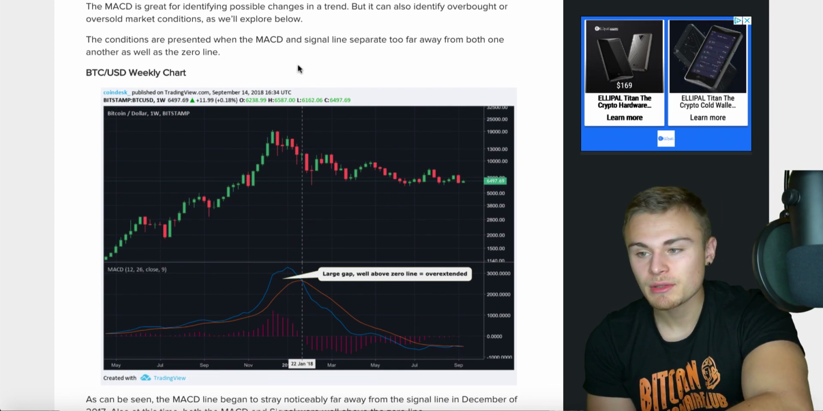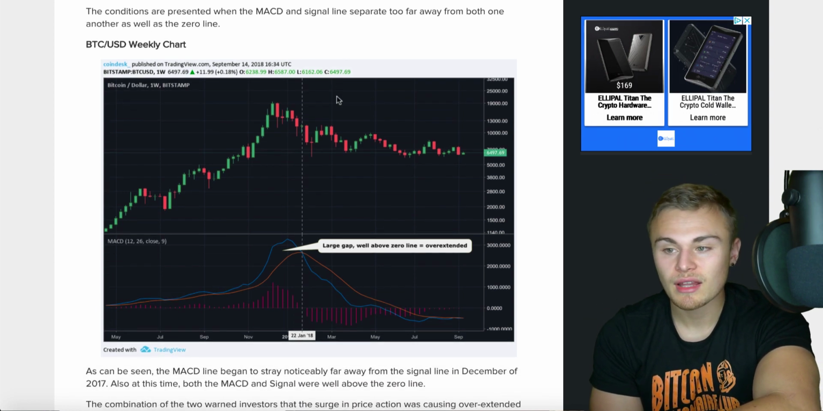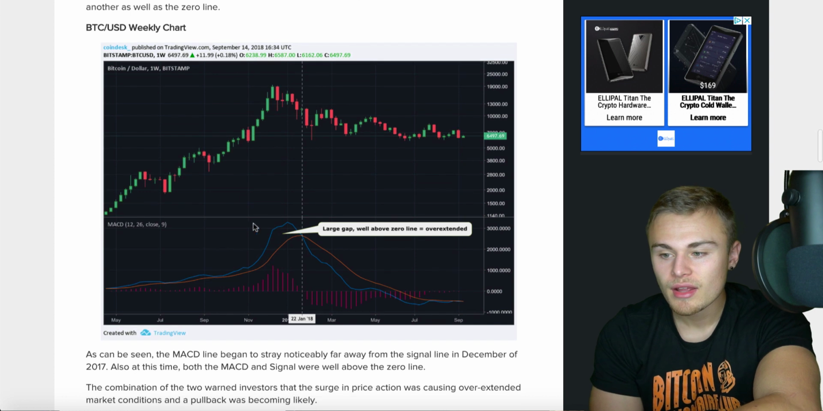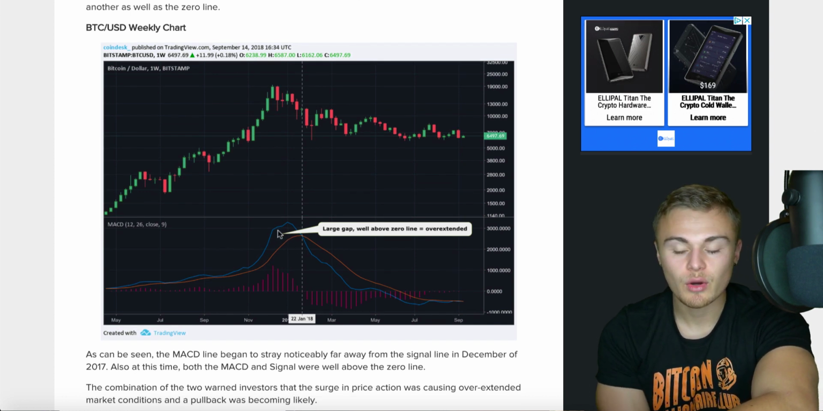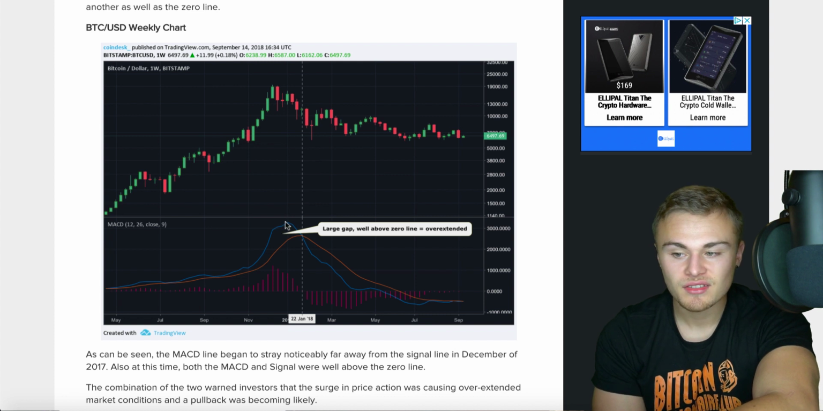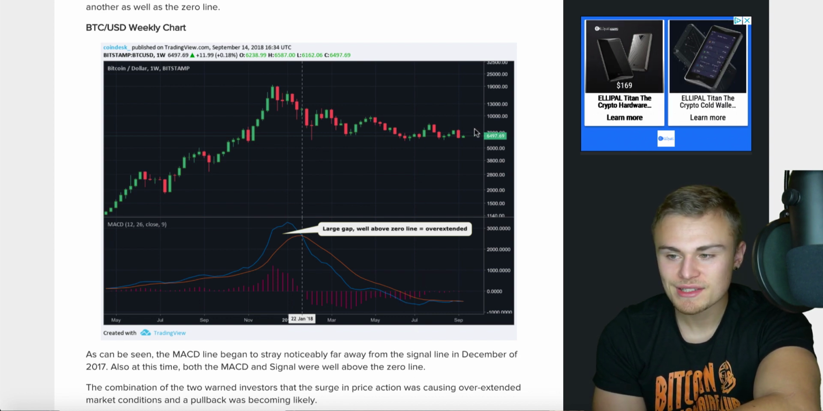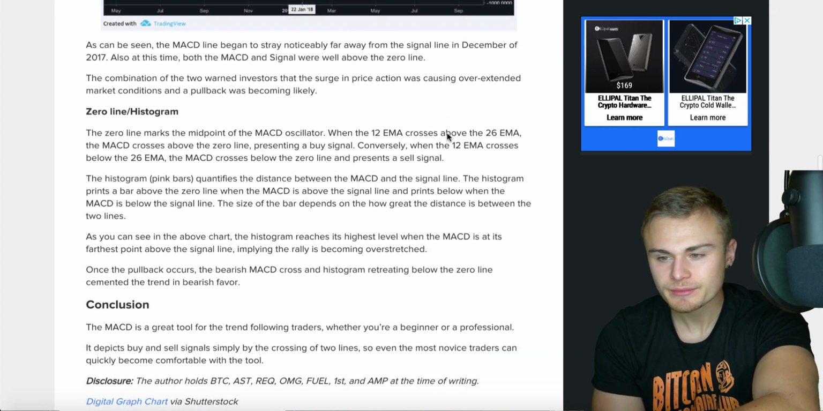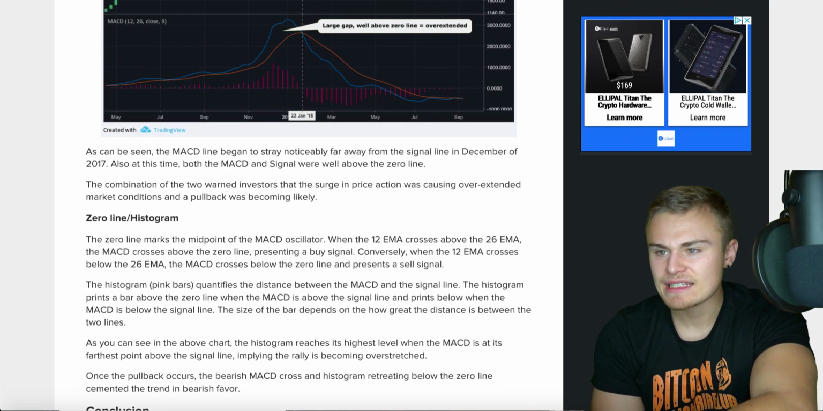The conditions are represented when the MACD signal lines separate too far away from one another as well as the zero line. So when this is too gapped, it's usually an indication of overextended, and then we expect to see a reversal. Same thing here. We get pretty overextended, we inevitably see that reversal. But understand, when we get closer, we started to trade sideways, which was interesting here. That's pretty much all I want to go into in regards to the MACD.